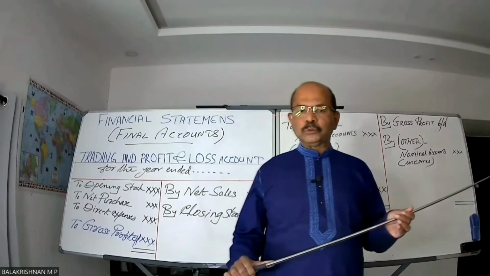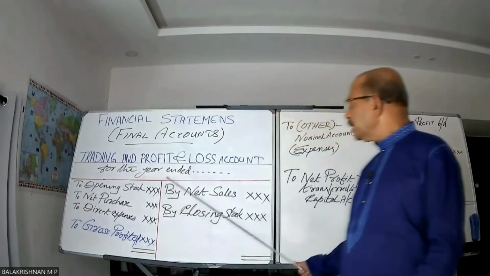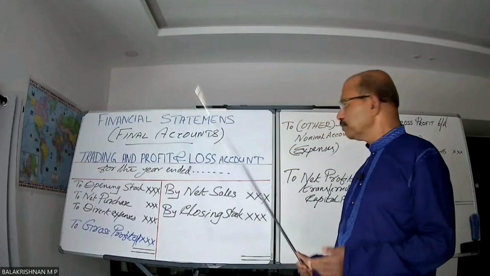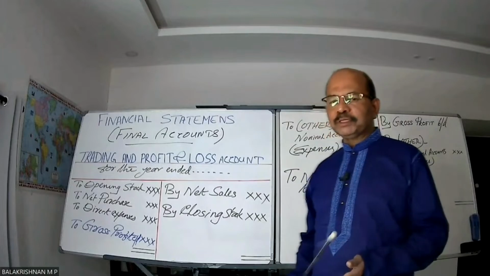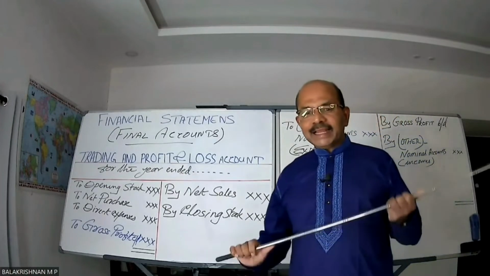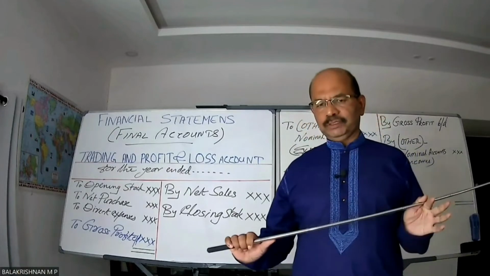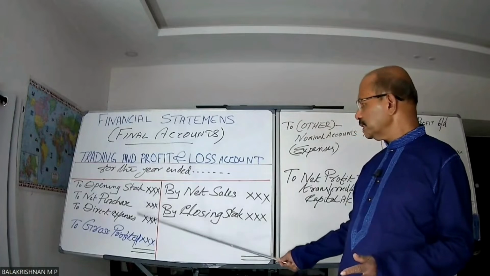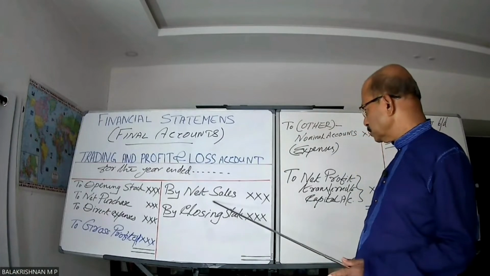That is done through the trading and profit and loss account. So it has got a trading as well as a profit and loss account. What is the difference between the trading account and the profit and loss account? In the trading account, we get the basic profit, the gross profit. That is nothing but opening stock plus purchases and purchase expenses minus closing stock.